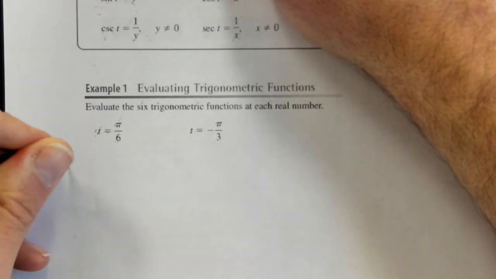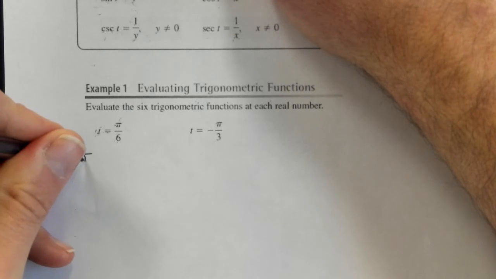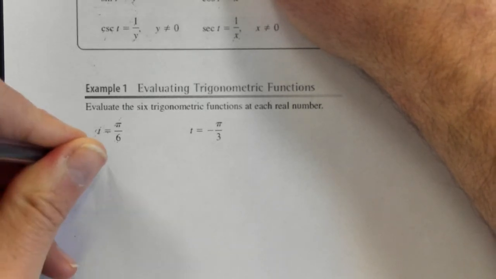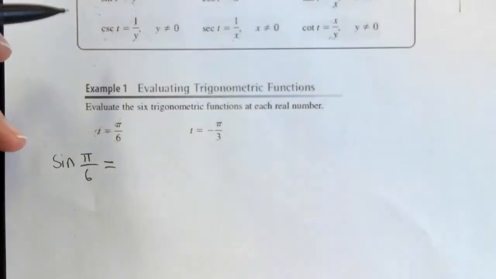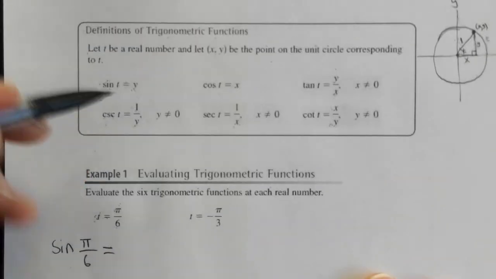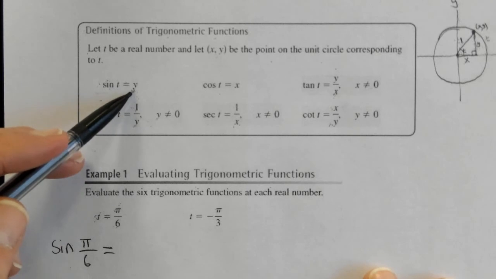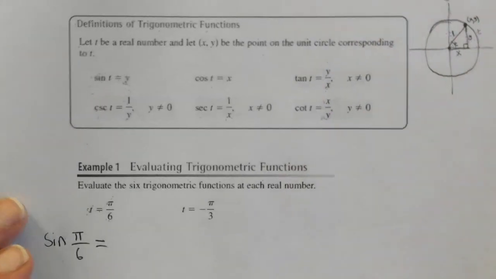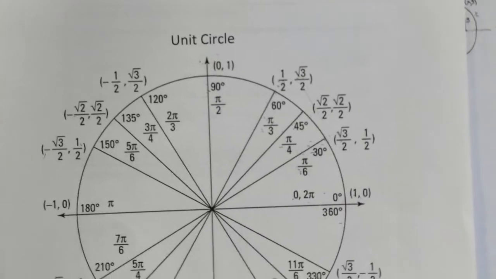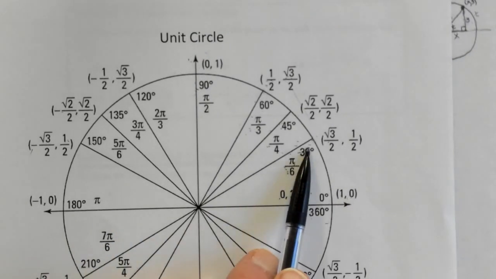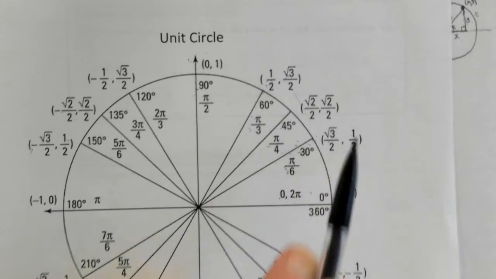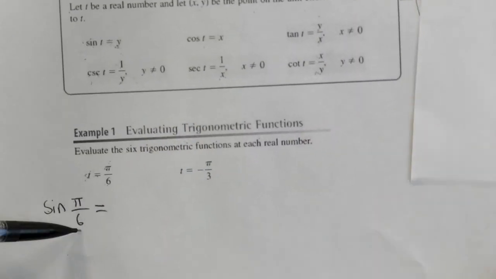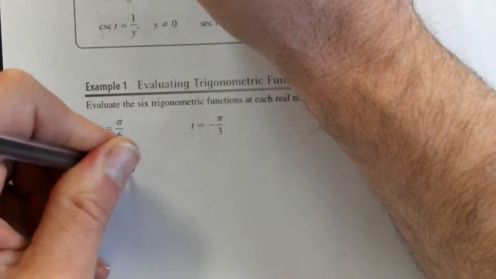The first one is sine. I want to figure out what sine of pi over 6 is equal to. Well, the sine of pi over 6 should be equal to the y-coordinate of the corresponding point on the unit circle at that value. So let's go to pi over 6 on our unit circle. Pi over 6 is 30 degrees. What's the y-coordinate? The y-coordinate is 1/2. So what is sine of pi over 6 equal to? The y-coordinate, which is 1/2. There's your answer.